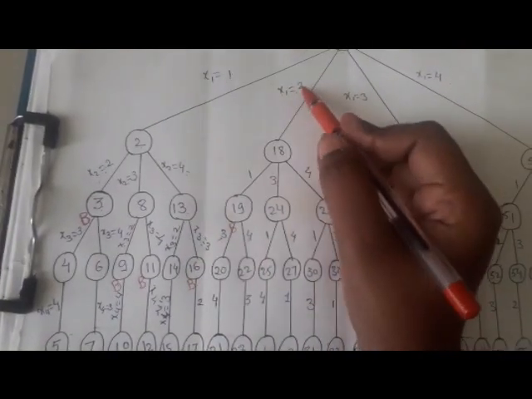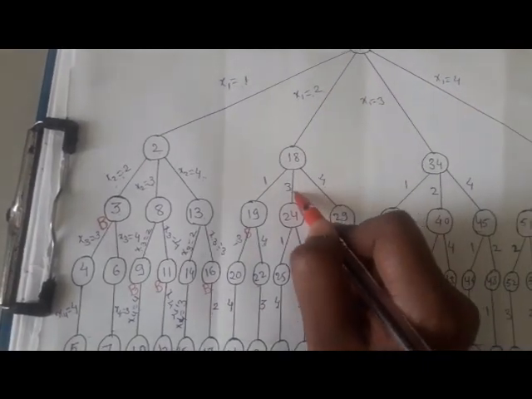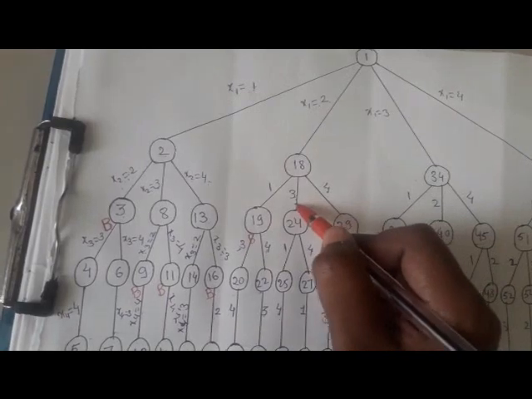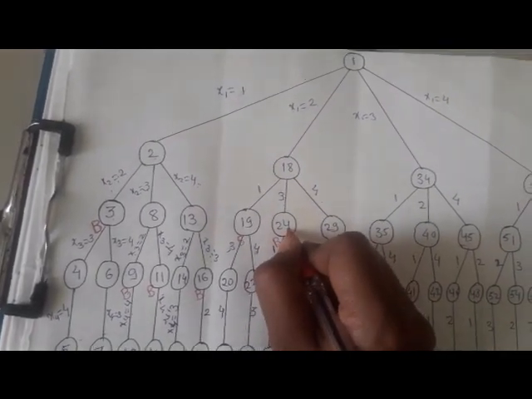Then we have to backtrack from here. Then the first queen is placed in the second column. The second queen is placed in the third column. Then this queen directly attacks here. So we have to backtrack from here.